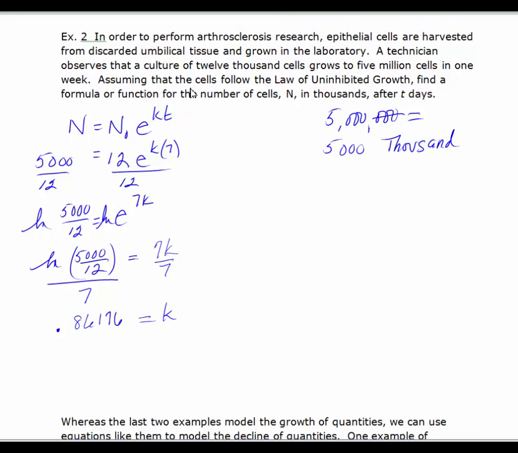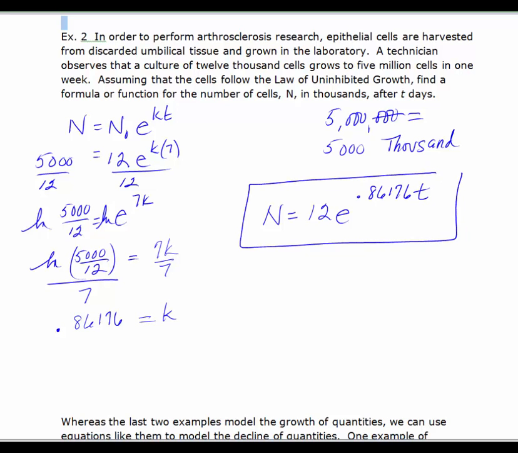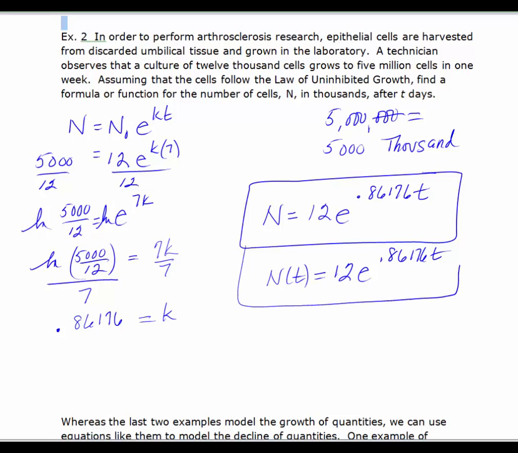Okay, and we were asked to find a formula or function for this, and so now we have n is equal to n sub 0, the initial amount, and that is not going to change. For this particular scenario, the initial amount is 12. So n equals 12 e to the 0.86176t. And now I can use this formula to answer any questions I would like. You could also write it in function notation and say n of t is equal to 12e to the 0.86176t, since n is a function of time.